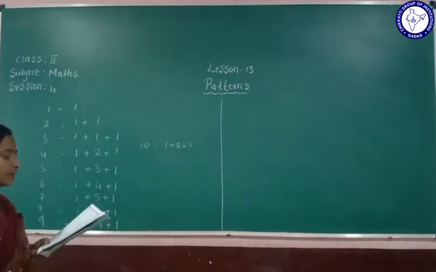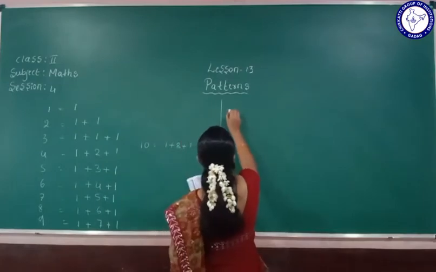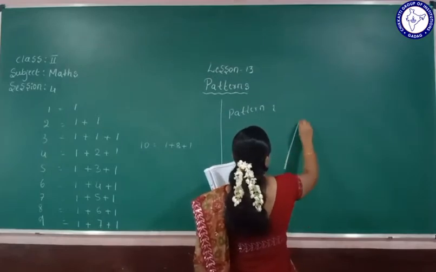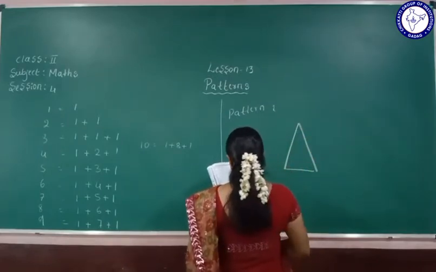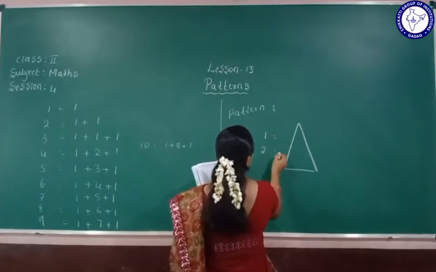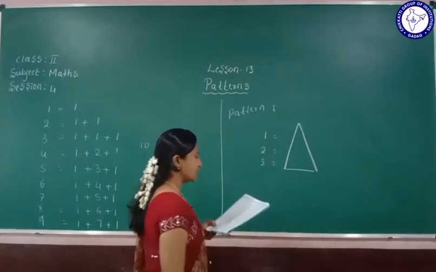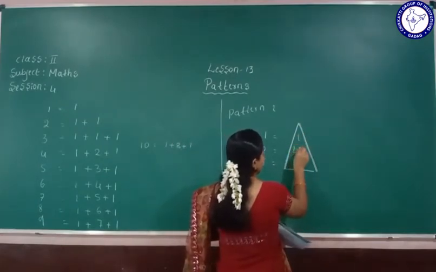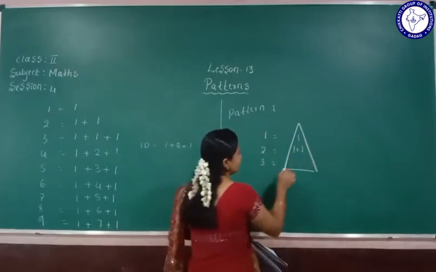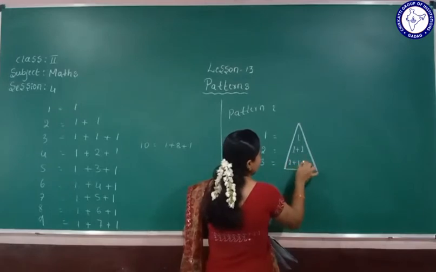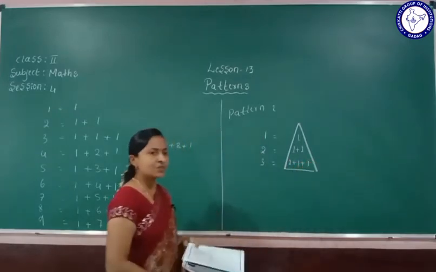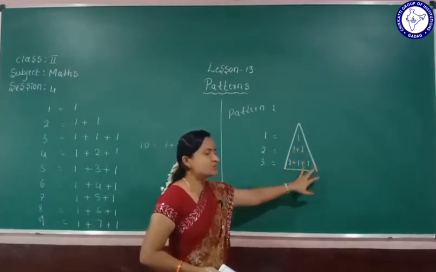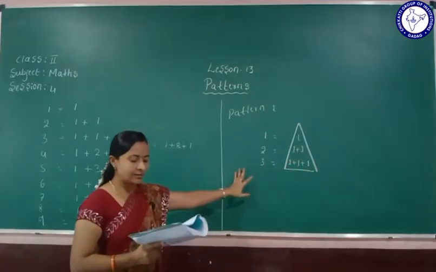Here one example pattern can be given. This is pattern 1. This is the triangle. Here 1 is equal to, 2 is equal to, 3 is equal to. 1 is as it is, we'll write here. Splitting, 2 is split as 1 plus 1. 3 is split as 1 plus 1 plus 1. Understood? 1 plus 1 is 2. 1 plus 1 plus 1 is 3. This is pattern 1.